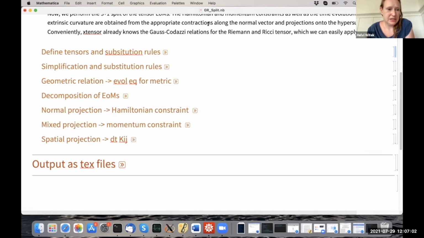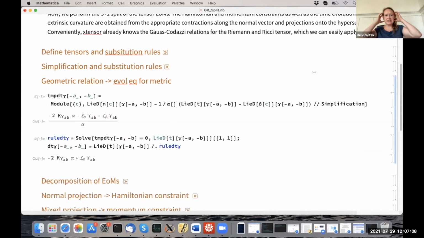Okay, so the next one, the geometric relation, is kind of overkill, but was just to have everything consistent. So remember, the geometric relation or kinematic equation came from the definition of the extrinsic curvature in terms of the metric. And that gave us the relation between the time derivative of the three metric and the extrinsic curvature. So here we're essentially just writing a Lie derivative of our metric along the normal vector, and writing out the normal vector equals to 0, such that we can explicitly write down dt gamma.